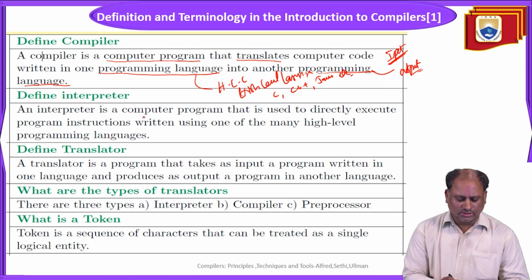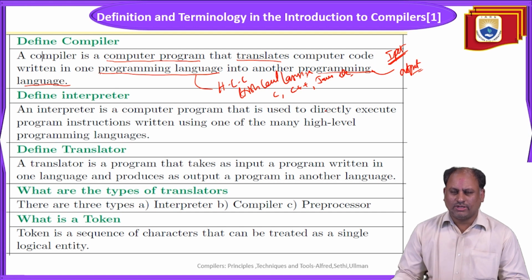Next is to define interpreter. It is also a computer program. Generally, it is mainly used for directly executing the machine code and program instructions without any medium, and it works on programs written in a high level programming language.